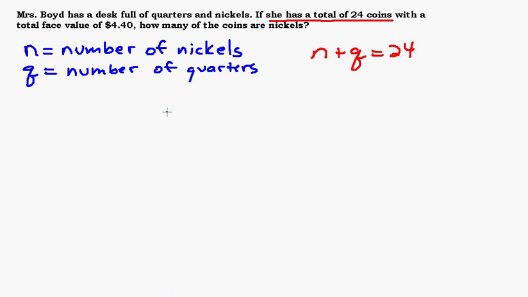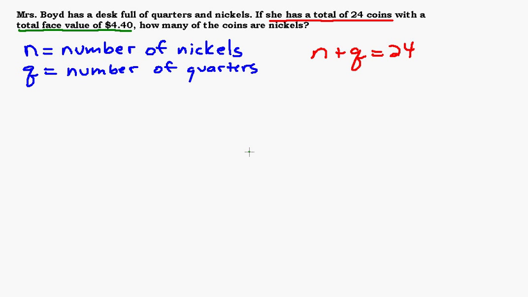Alright, our next equation, let's do that in green, is going to come from this. The total face value of the coins is $4.40. Alright, so let's go back to that example where I had 3 coins in my hand, 3 nickels. And how much was it worth? 15 cents. How did you get that? Well, you multiply it by 5 cents per nickel. So to get the value of the coins that are in your hand, you have to multiply the number of coins times how much they're each worth.